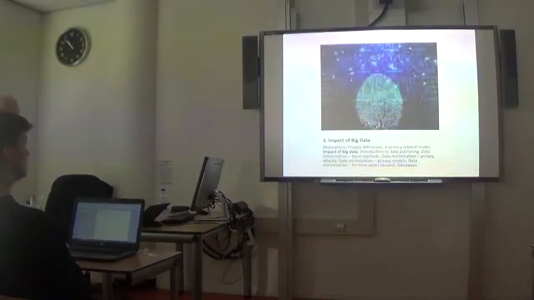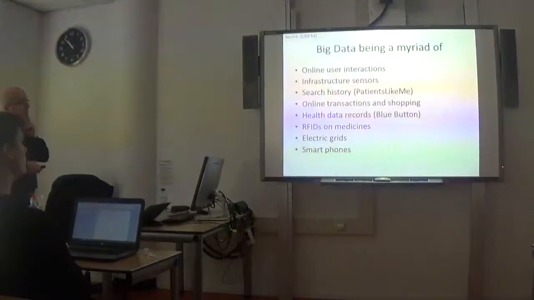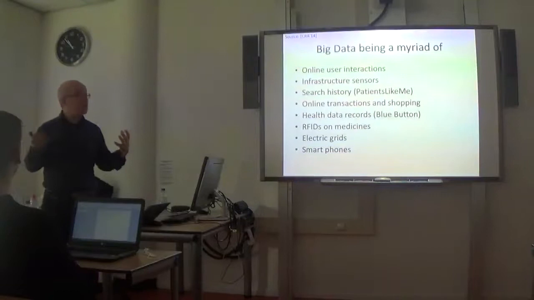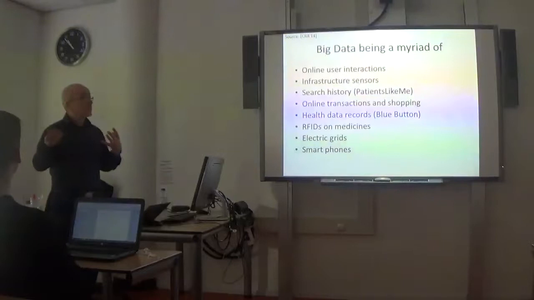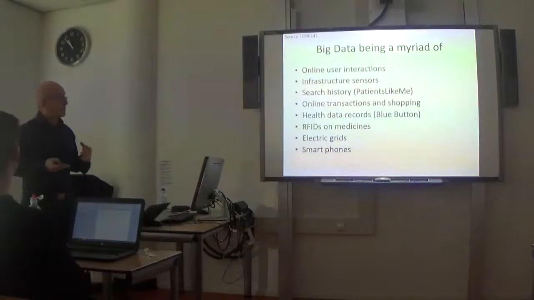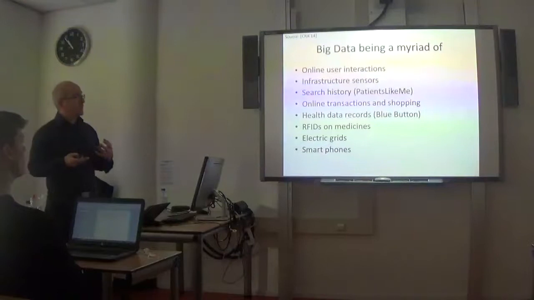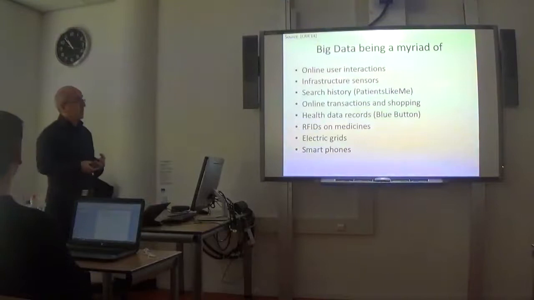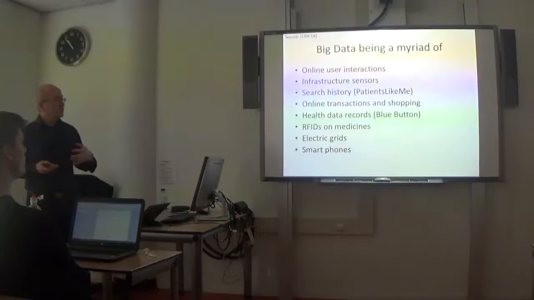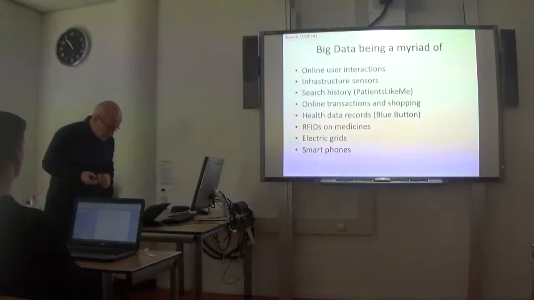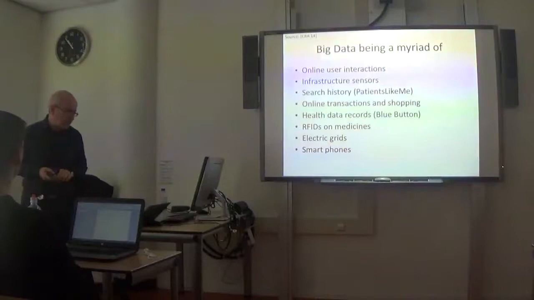The big data, as I said, online, you can get nowadays a lot of big data through, for example, the way that users interact with the internet and Google in their searches, the sensors that we have overall, the cameras, movement detectors, the Bluetooth beacons that can detect your mobile phone and things like that. And your search history, if you look for example for patients like me, then Google knows what kind of disease you have. Online transactions and shopping behavior, health data records. Blue Button is similar: the Blue Button is a symbol for patients to view online and download their own personal health records.